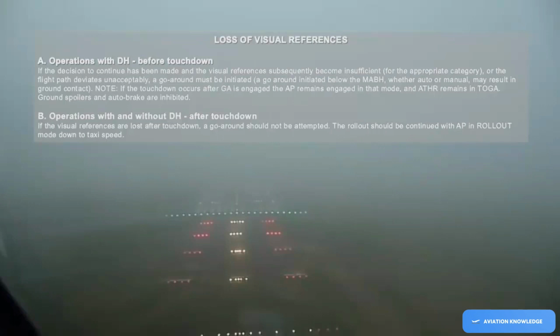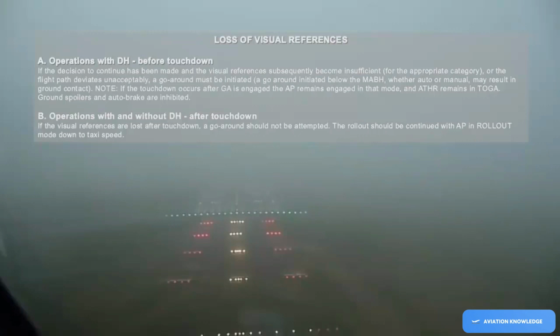A go-around initiated below the minimum approach break-off height, whether auto or manual, may result in ground contact. Note: if the touchdown occurs after go-around is engaged, the autopilot remains engaged in that mode, and ATHR remains in TOGA. Ground spoilers and auto brake are inhibited. B. Operations with and without decision height.